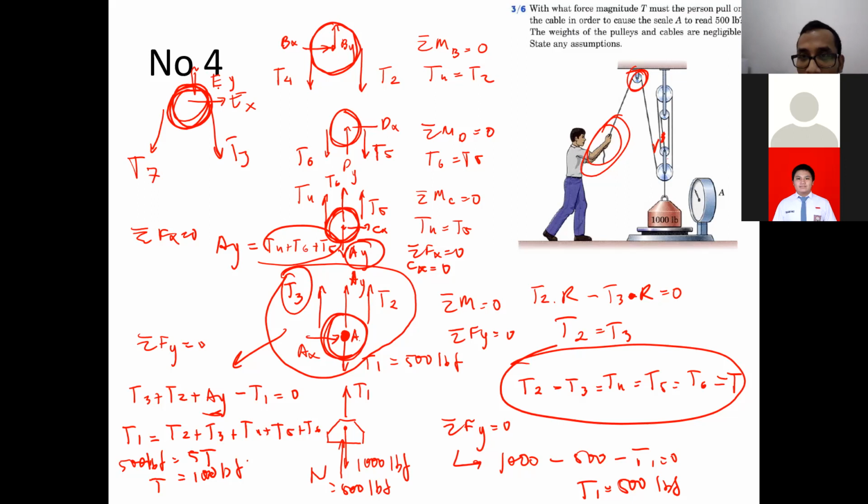The sigma Fy. Wait. No, you just use sigma moment. Oh yeah. Sigma moment at E equal to 0. Then you will get that T3 will be equal to T7. T3 is 100, T7 will be 100 lbf, right? Oh right. Yes. So the tension that's supposed to be given there is 100 lbf. You get it, right?